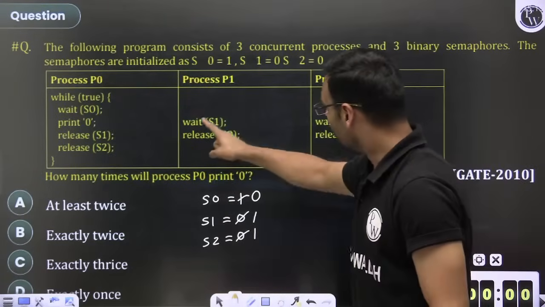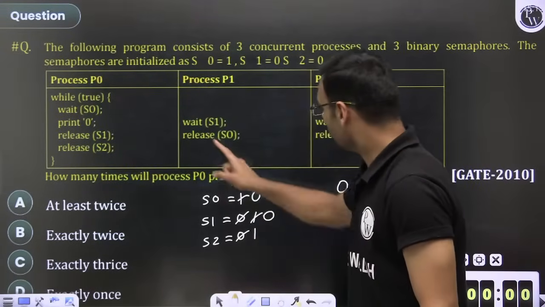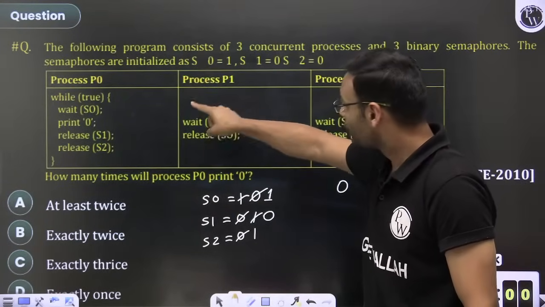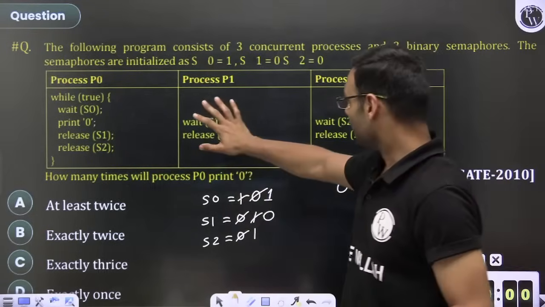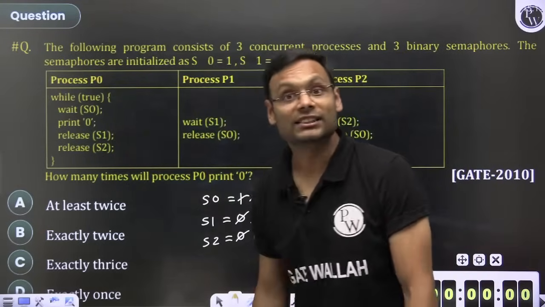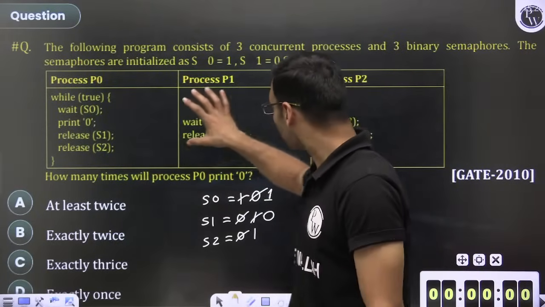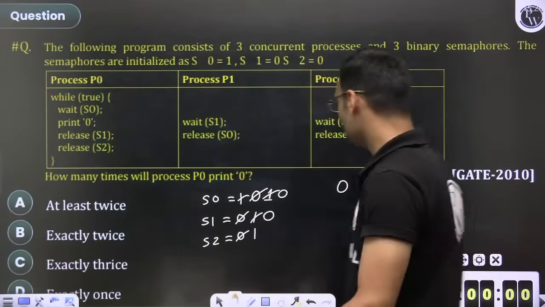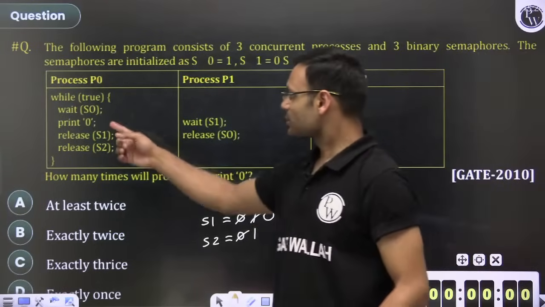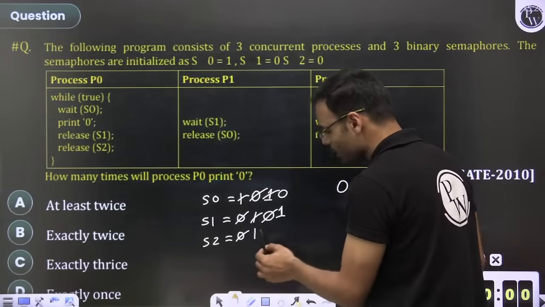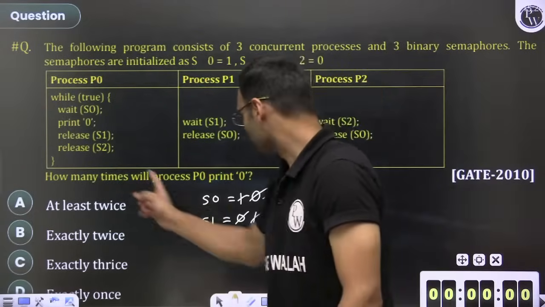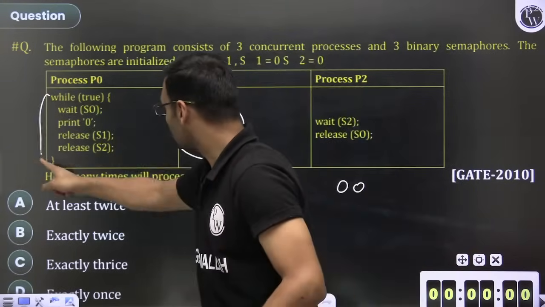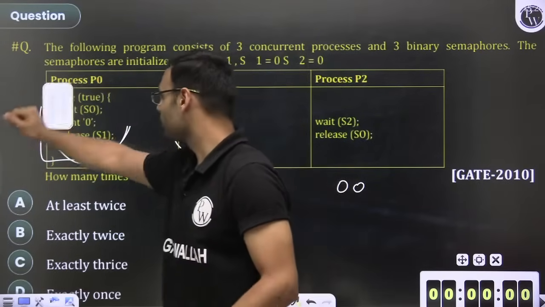Now let's run P1: wait S1, possible, yes, release S0, 1. Any printing here? No. There is no loop here, so P1 cannot run more than once. After that, can I run P0 again? Yes. Wait S0 possible? Yes. Print 0 possible? Yes. Release S1 and S2 again. S1 becomes 1, S2 is already 1, so it stays 1. P1 once executed has no loop, but there is a while loop in P0, so P0 can run multiple times. That's why I have run P0 2 times.